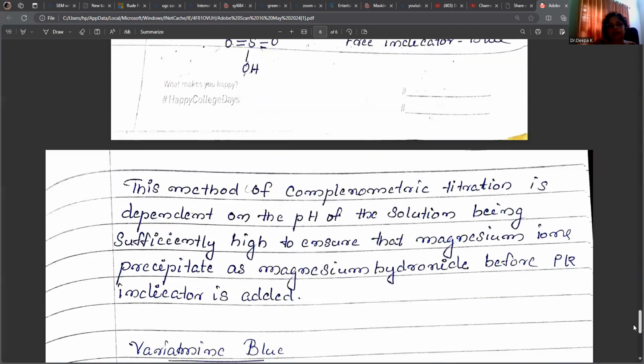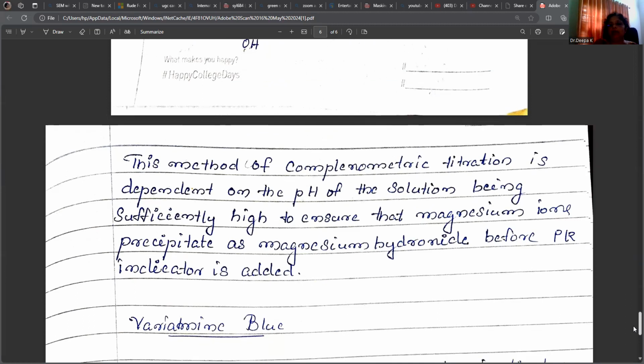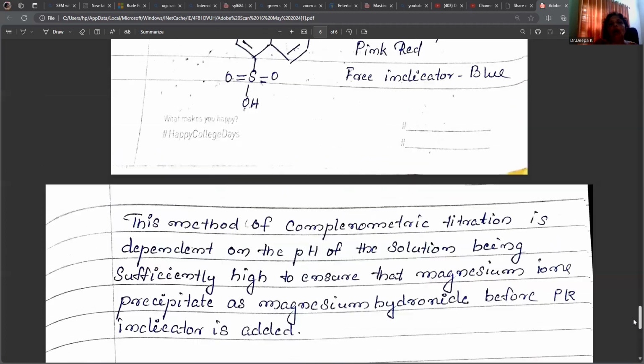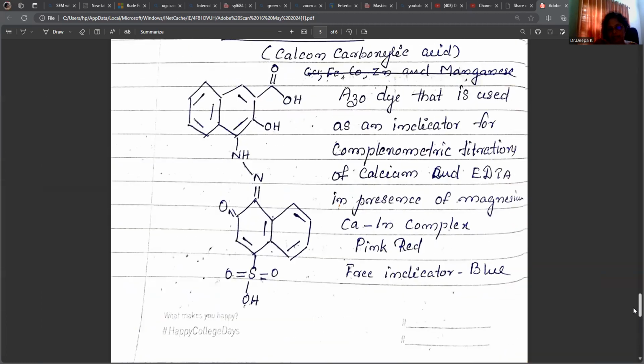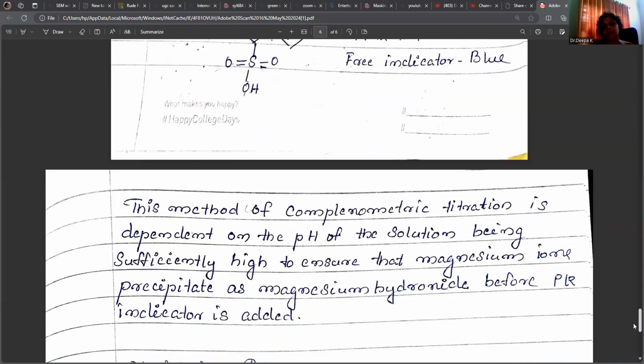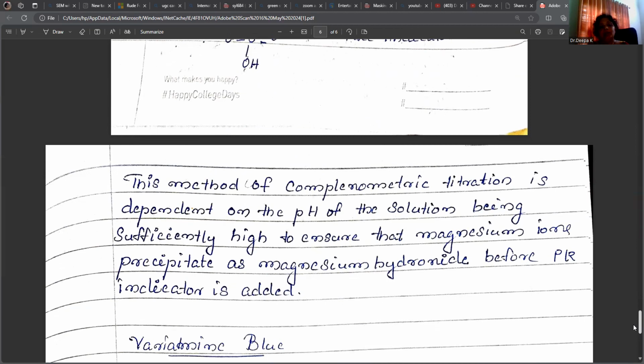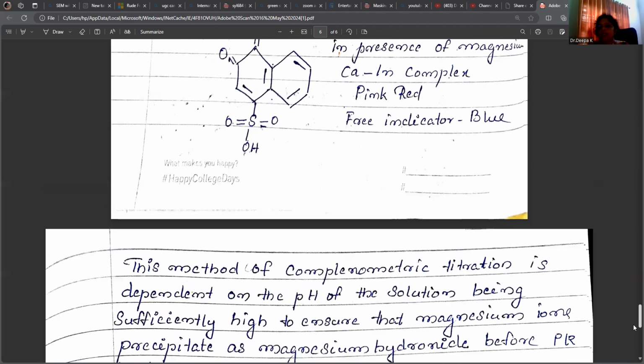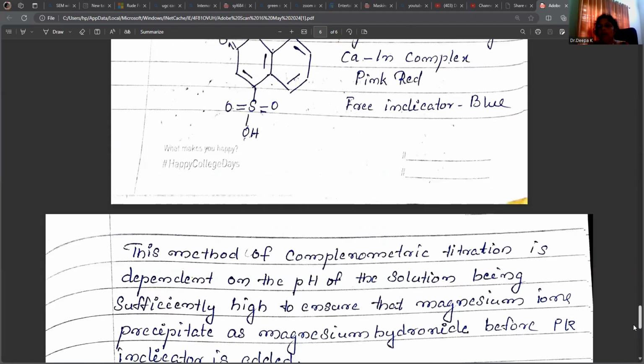This method of complexometric titration is dependent on the pH of the solution being sufficiently high to ensure that magnesium ions precipitate as magnesium hydroxide before this indicator is added. So before adding the indicator, we are adding this amount, making the pH of the solution alkaline to precipitate magnesium ions, and that is masking by precipitation. After that we are using this indicator.